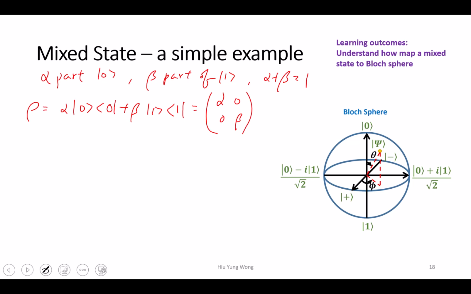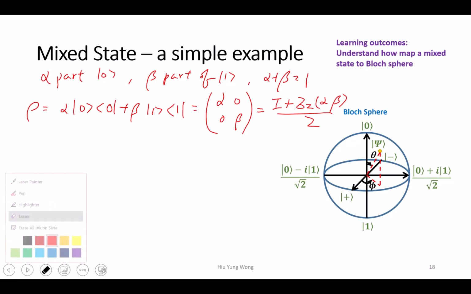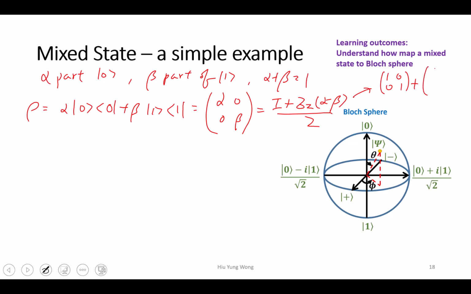You agree? Now, this one is easy for me because if you try to do some math, I'm not doing it here, it equals (I plus sigma z times (alpha minus beta)) divided by 2. Okay, so I find the density matrix. If you don't agree, we can just plug in. To find it, of course, you use the equation I gave you earlier to do the inner product. But if you plug in, this is not difficult to check. The matrix 1, 0, 0, 1 plus (alpha minus beta), and then negative, or just beta minus alpha. Now you remember alpha plus beta equals 1. You substitute into here, and you will find that this is just equal to alpha 0, 0 beta. Okay? Try that.